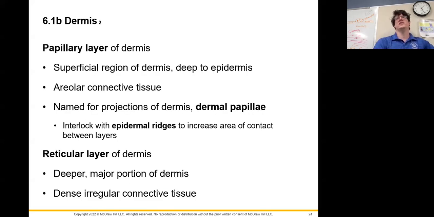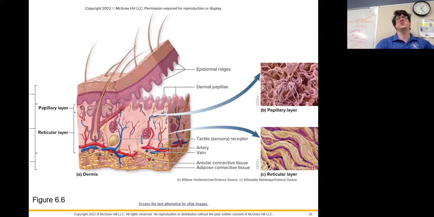All right, now we get into the dermis. The dermis, we have two primary layers. We have the papillary layer and we have the reticular layer. The papillary layer, that's going to be these finger-like regions right here. These are going to be filled with areolar connective tissue. So what's going to make up our papillary layer? We get lots and lots of collagen, lots and lots of elastin. So our skin is both stretchy and strong.